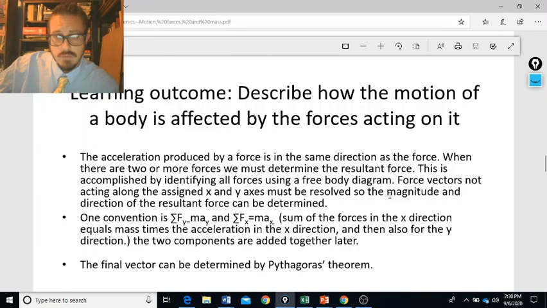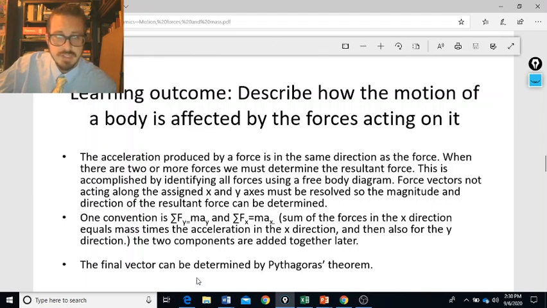When there are two or more forces, we must determine the resultant force. This is what I was talking about earlier about adding up the left side of that equation, getting the net force or the resultant force. This is accomplished by identifying all forces using a free body diagram. Force vectors not acting along the assigned x and y axes must be resolved so the magnitude and direction of the resultant force can be determined.